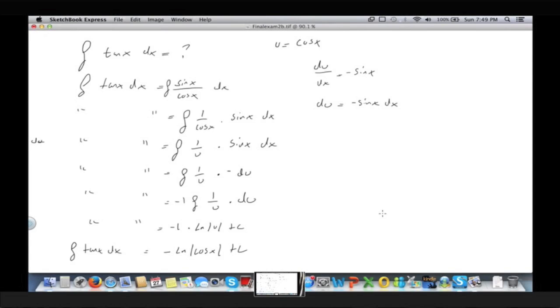What is the antiderivative of the tangent of x? The negative natural log of the absolute value of cosine of x plus c. That's right, but we never knew that before. So it's important to realize we didn't have any simple rules for this.